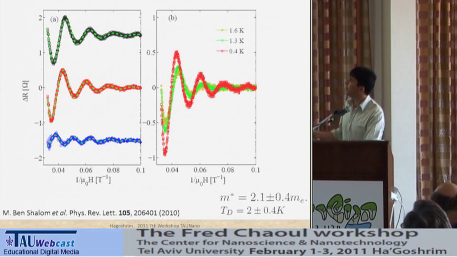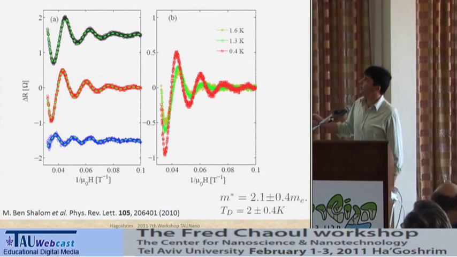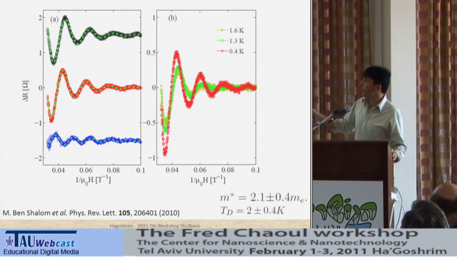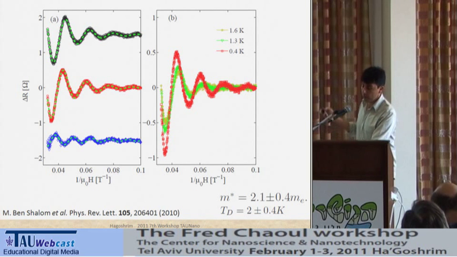what do you see? Here is what you see. So these are the data. This is at various temperatures and various gate voltages. So you change the number of charge carriers and this thing changes. And also you change the temperature and the amplitude changes. And from that we can extract the number of charge carriers or the area of the Fermi surface. And from this thing we can extract the effective mass and the scattering time or temperature.